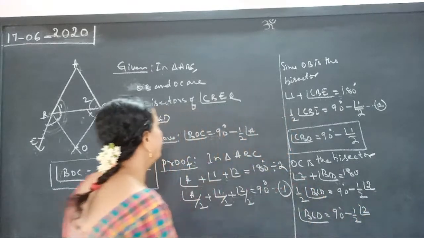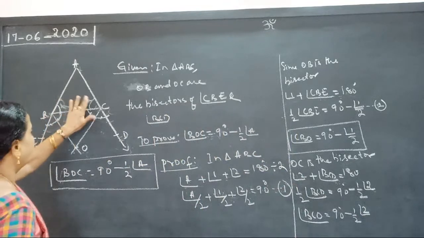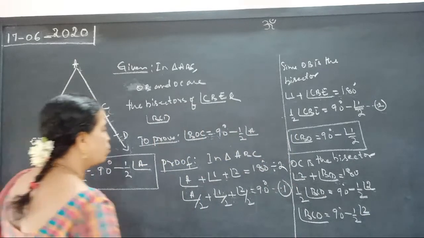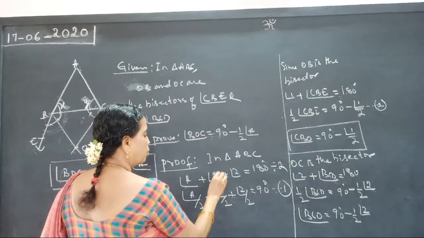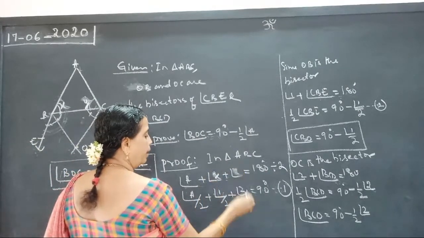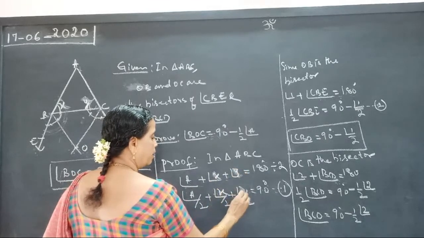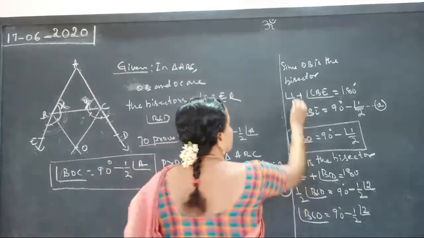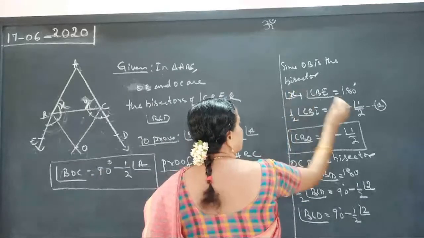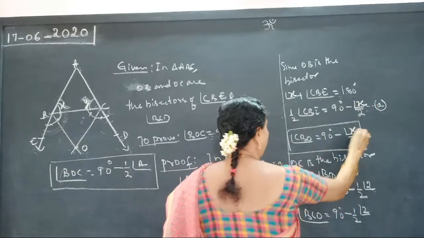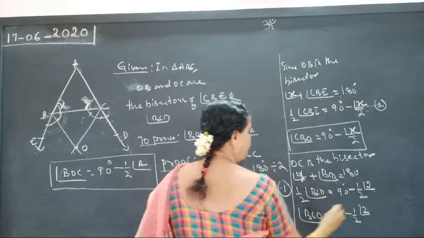Instead of 1 and 2, I will take it as x and y. This is x, this is y. So that will be easier because the 2 will get cancelled, simplified. So 1 can be taken as x. This is x by 2. This is y.